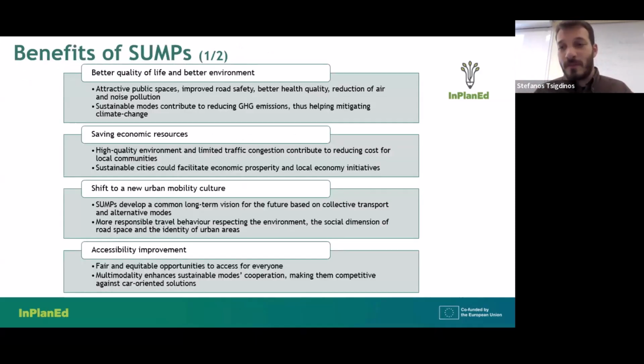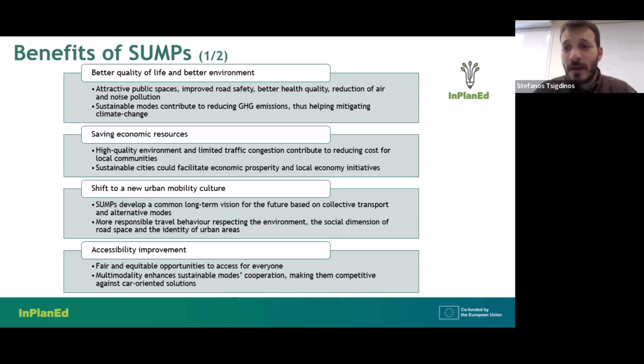So why do we need them? We have discussed some reasons, but just to describe them in a clearer way, we have a better quality of life and a better environment. We reduce greenhouse gas emissions. We save economic resources because we can limit traffic congestion through a really successful SUMP. We can also sustain different kinds of local economy initiatives.